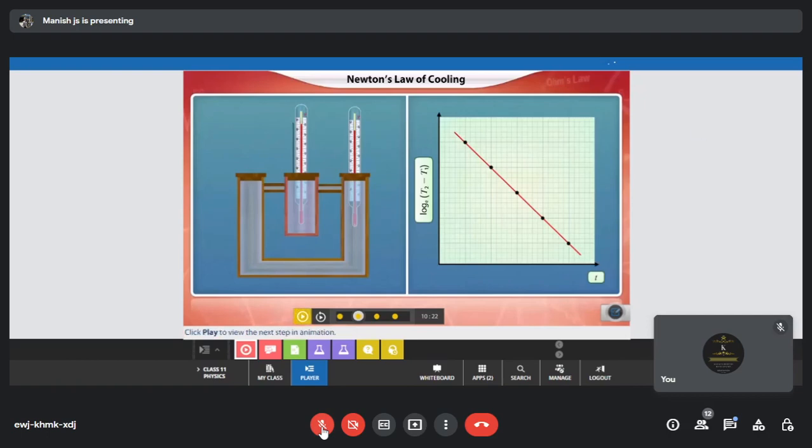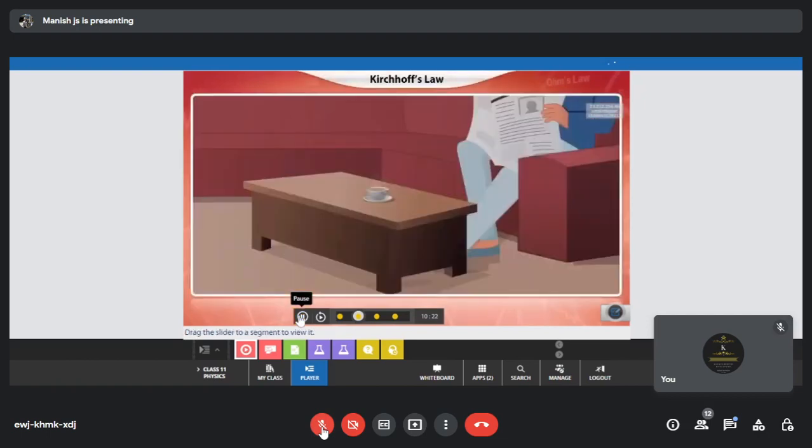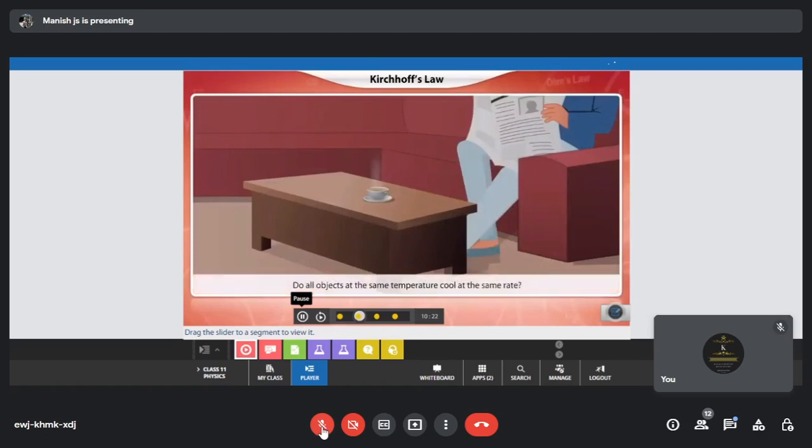So this is all about Newton's law of cooling. Especially the formula is very important for solving problems. So we will see. Newton's law of cooling tells us how fast a hot body will cool down. However, do all objects at the same temperature cool at the same rate? Let's understand this with the help of an activity.